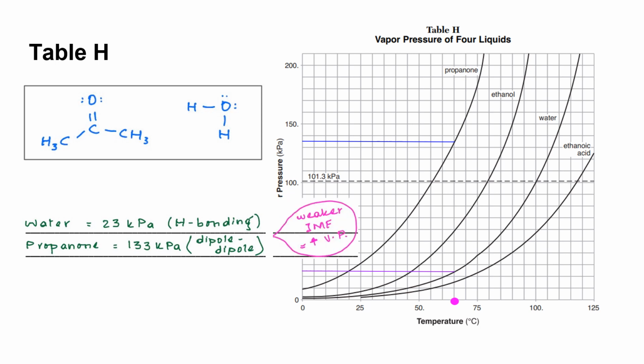So if we have weaker intermolecular forces, then your vapor pressure is going to be very high because there is that indirect relationship between vapor pressure and intermolecular forces. So what does that mean when we say that something has a very high vapor pressure? That means that this thing really wants to be a gas. So propanone, because it has weaker intermolecular forces, it's very easy for propanone to become a gas. So propanone is more likely to become a gas, which is why it's going to start boiling at a much lower temperature compared to water. Water has very strong intermolecular forces. It's going to take a longer time to boil and become a gas.